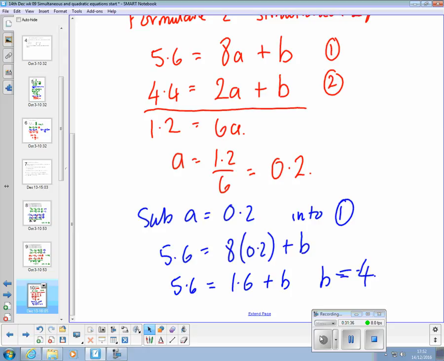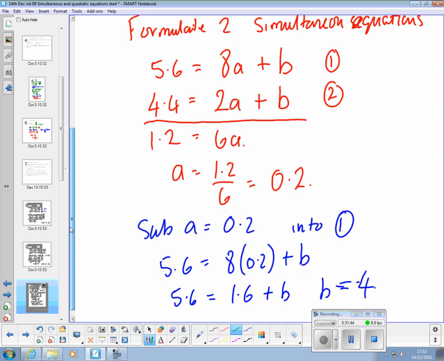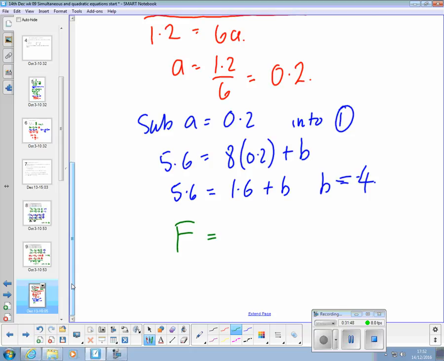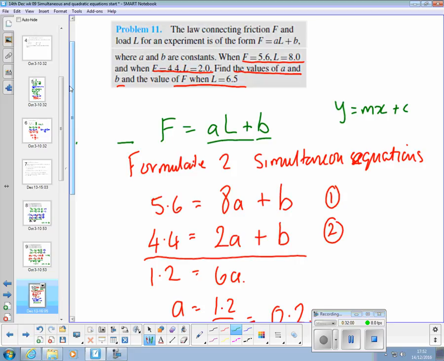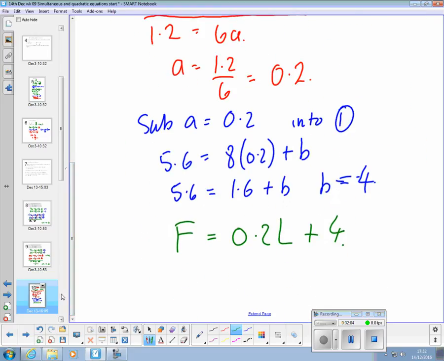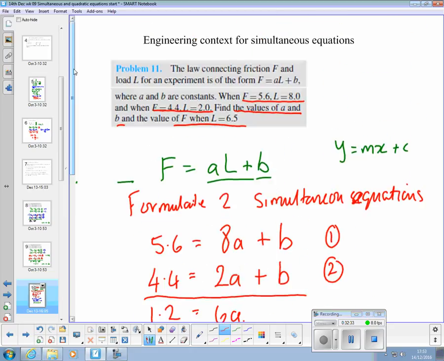What we've got now is we've found the unknown constants in this formula, a and b. So we can now write that F is equal to 0.2L plus 4. And then that means we can find what F is when L is 6.5. The idea is use the two simultaneous equations to find the two constants.